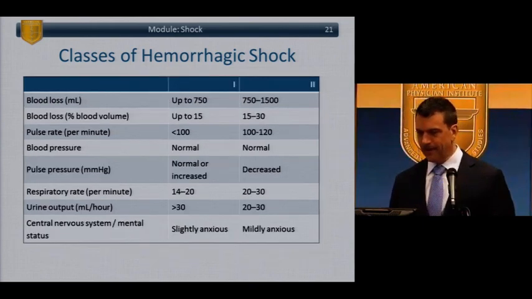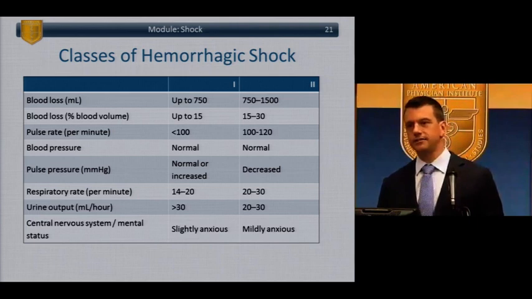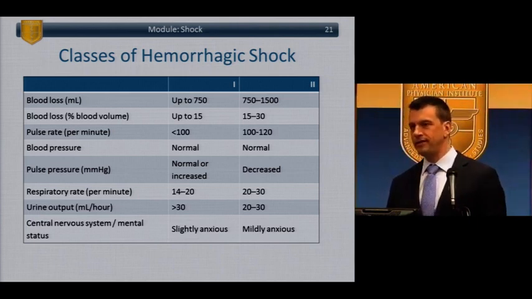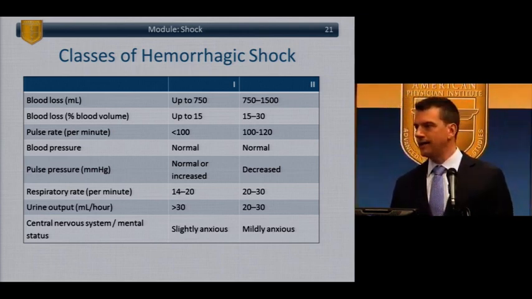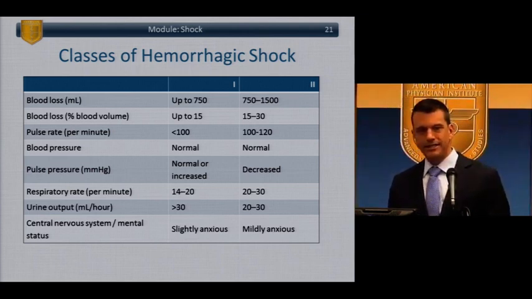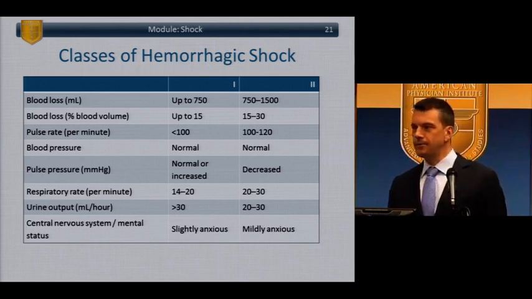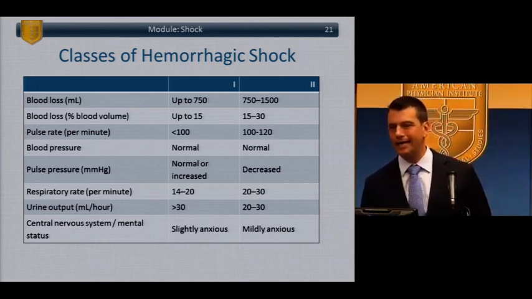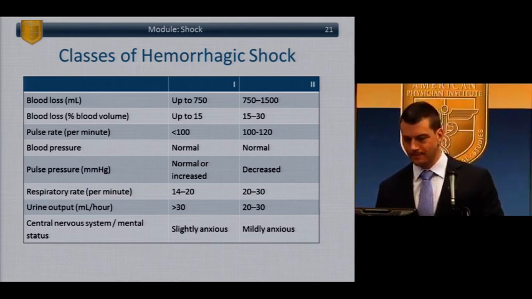Class 2 shock is now in the range of 750 to 1,500 cc's of blood, and now we're talking about between 15 and 30% of the blood. This is a pretty broad range, but once we're getting up to a third of the blood, that's becoming very important. Here we see tachycardia, usually a heart rate in the 100 to 120 range. Blood pressure is still normal and preserved at this point. Pulse pressure is decreased here. Respiratory rate is up, urine output is down, and the patient's probably anxious at this point and starting to have some mental status changes as this progresses.